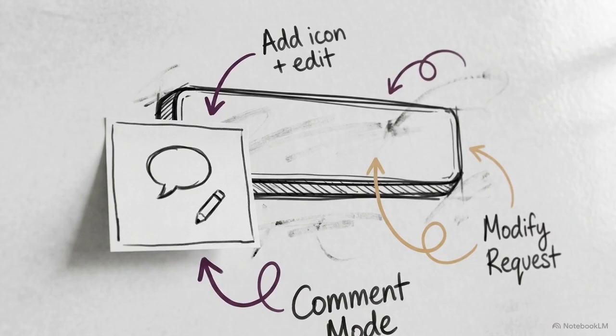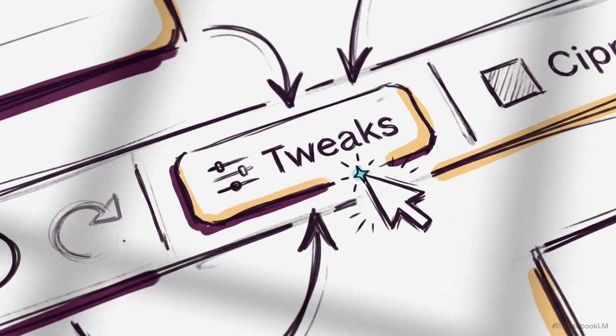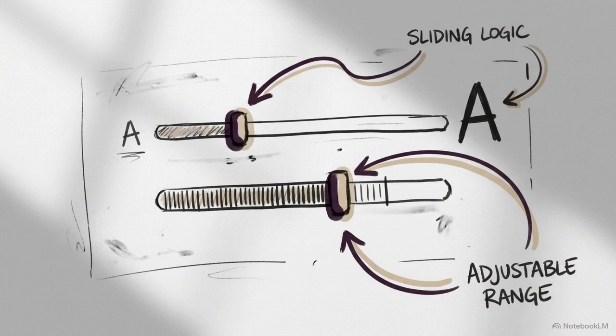Leave comments on specific sections of the design to request changes to individual elements. For broader changes to the aesthetic, use the Tweaks toggle located at the top of the canvas. This menu provides sliders that allow you to adjust typography scaling and color palettes in real time. The changes are applied across the entire project instantly.